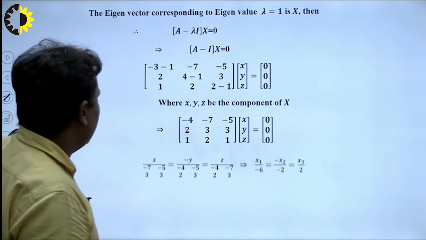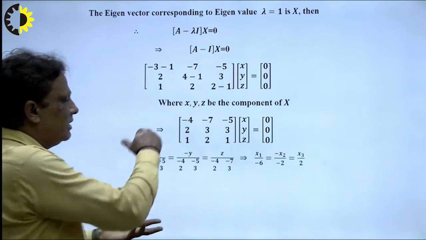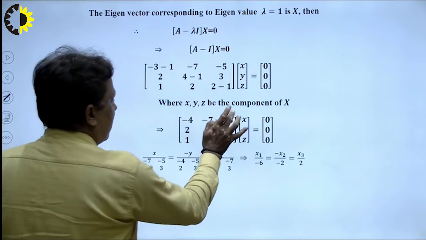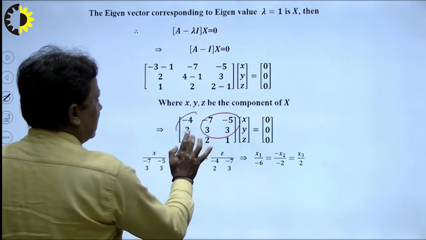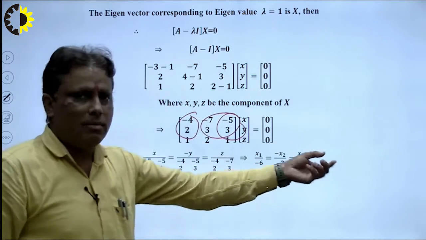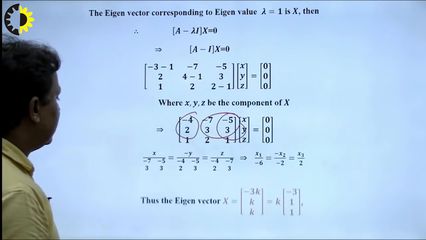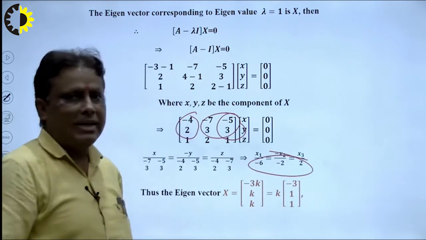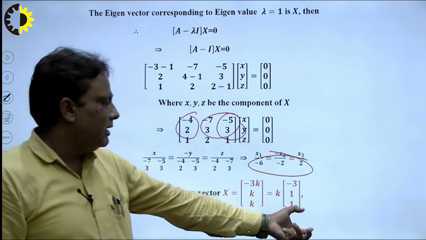So we consider here that I solve the first two equations. What will be the value of x? x will be this upon this, and y will be this and this. So the result will be minus 6, minus 2 and minus 1. Suppose I divide this result by minus 3, so the result will be minus 3, minus 1, 1.